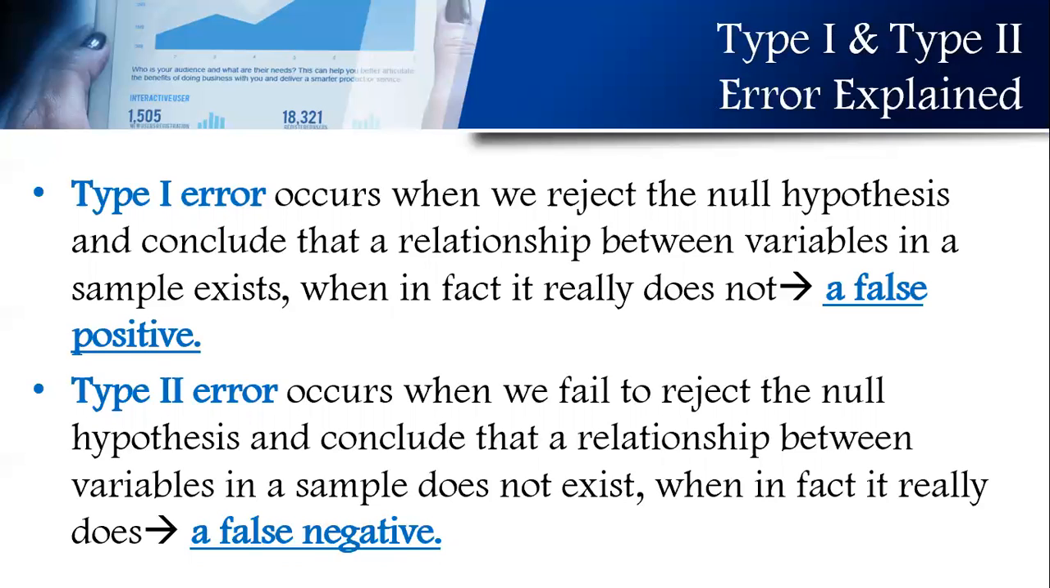Type 2 error occurs when we fail to reject the null hypothesis and conclude that a relationship between variables in a sample does not exist, when in fact, it really does. This is known as a false negative.